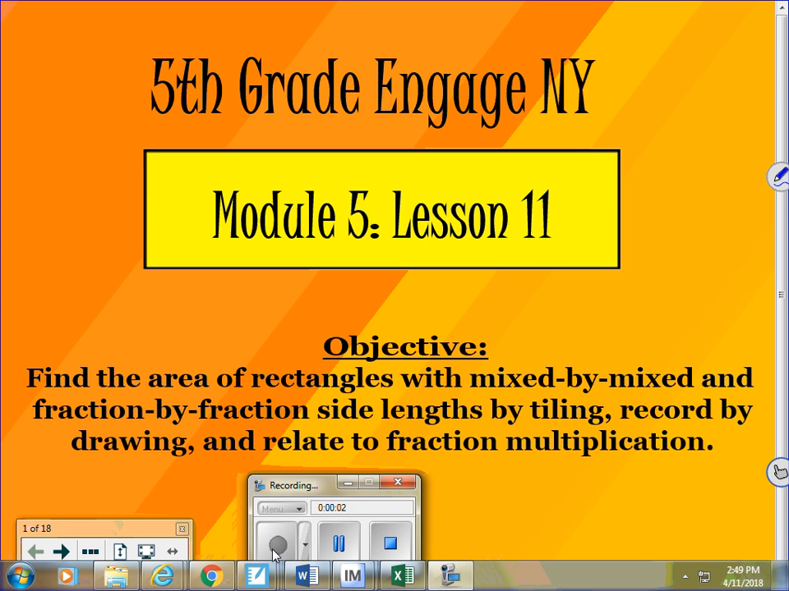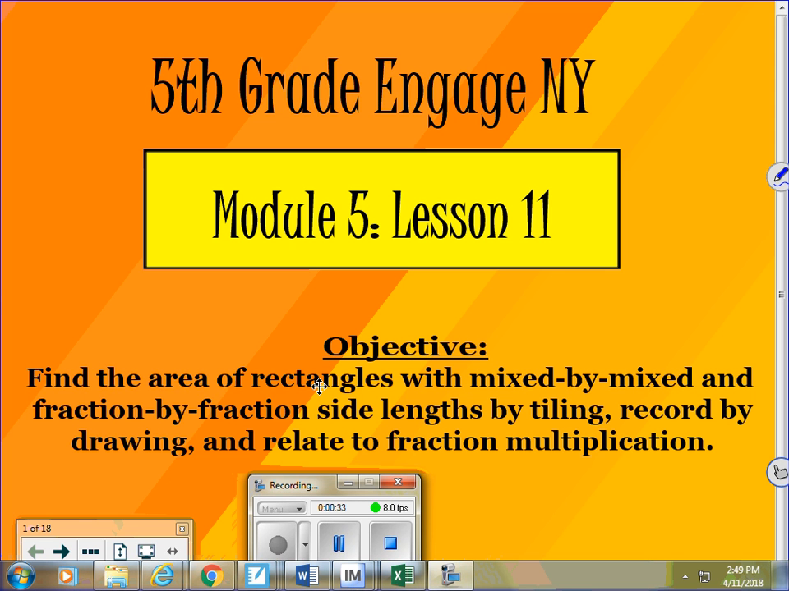Okay, guys, today we're going to be looking at Lesson 11, and Lesson 11 is a lot like Lesson 10. Yesterday we worked on finding the area of rectangles, and usually one of the sides was a whole number, and the other side was a mixed number or just a fraction. And today, if you look at our objective, it says that we're going to find the area of a rectangle with mixed by mixed and fraction by fraction side lengths.